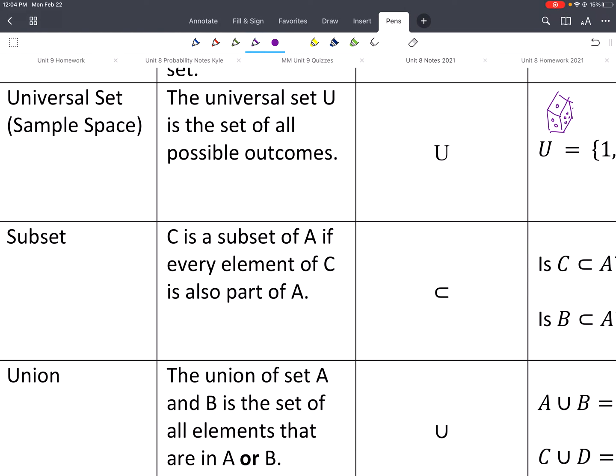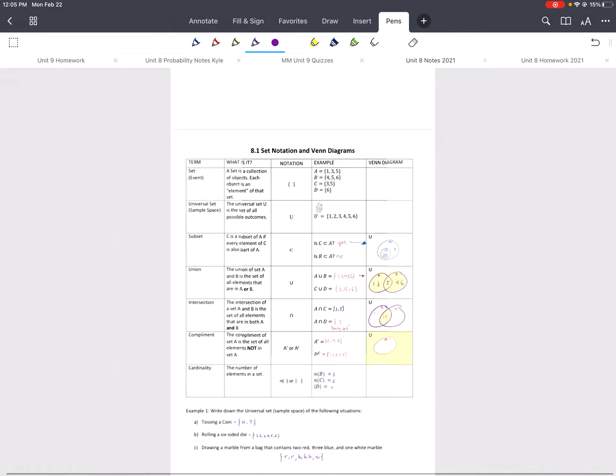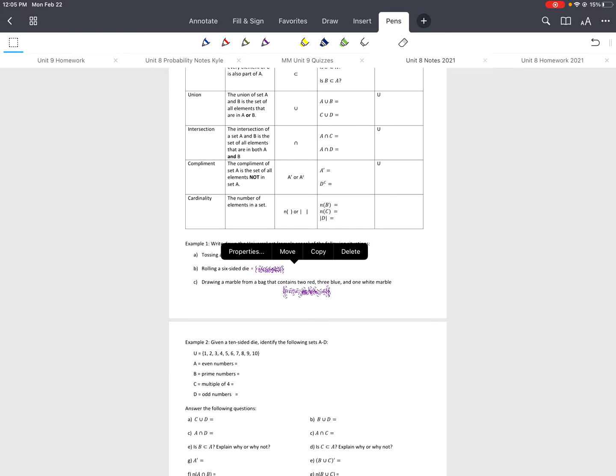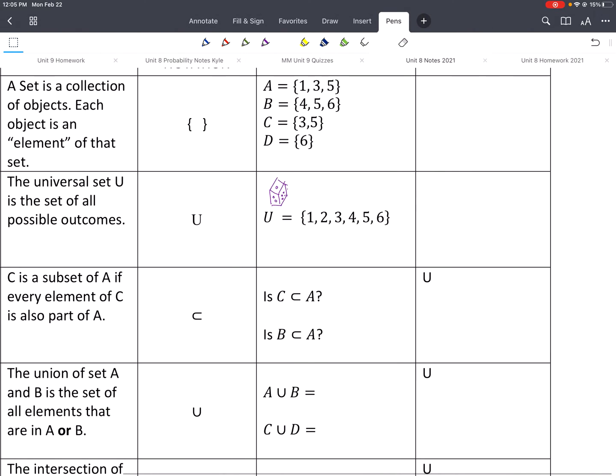Next we have subsets. So C is a subset of A if every element of C is also part of A. So let's just do an example of what they're talking about. They're asking here, is C a subset of A? I'll highlight that so we know what we're looking at.